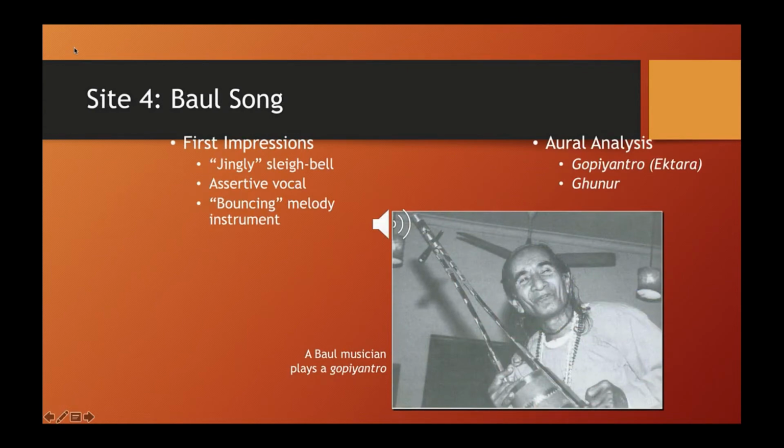The song we are going to listen to is a Baul song, and first impressions is you will hear this sort of jingly instrument that sounds like a sleigh bell with a very assertive vocal and a bouncy melodic instrument. The instrument that you're hearing that is the bouncy melodic instrument is called the gobiantro, and there is a photo of a gobiantro and a Baul musician there.